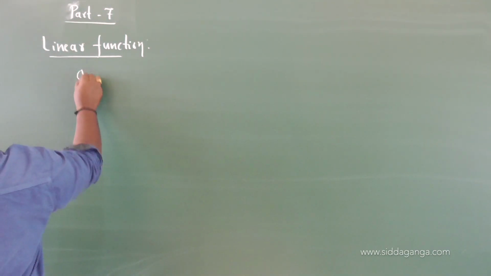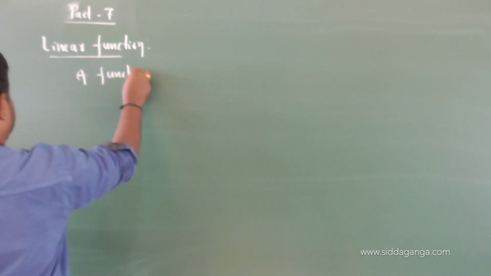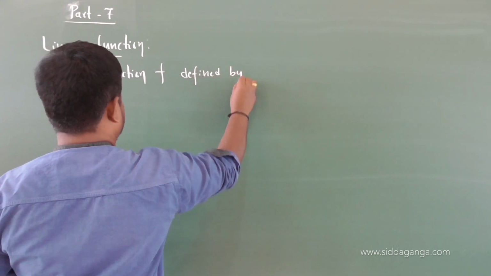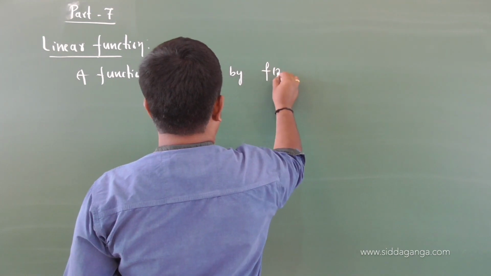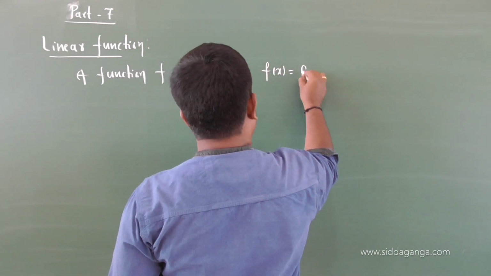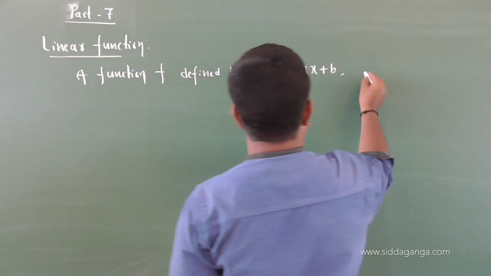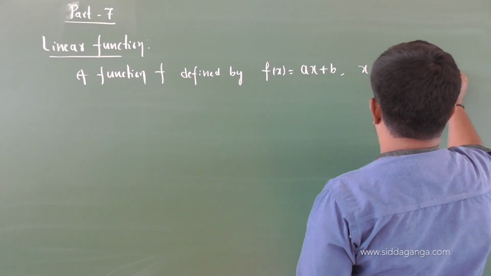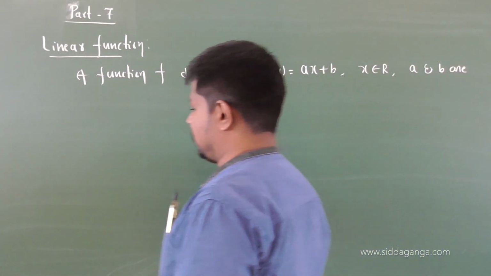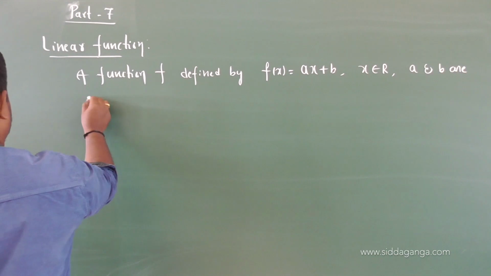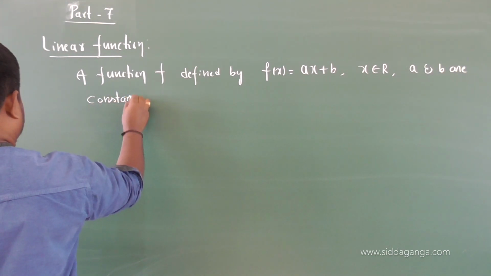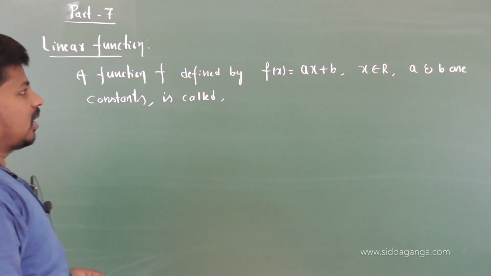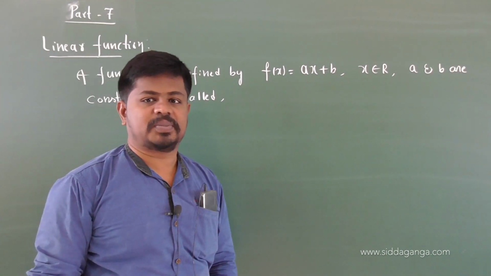So a function f defined by f of x or y is equal to ax plus b, where x is a real number and a and b are constants, is called a linear function.